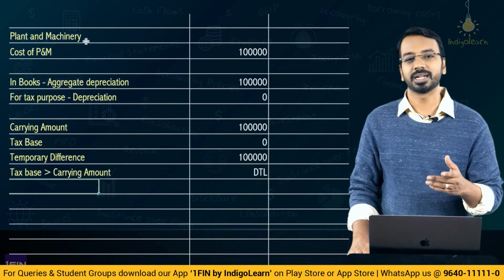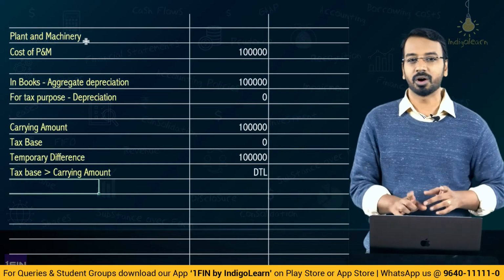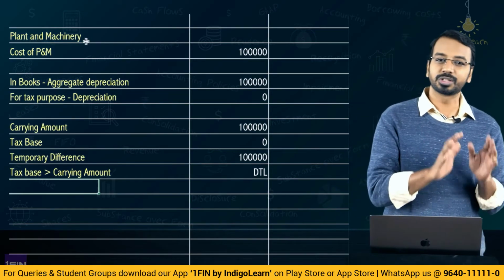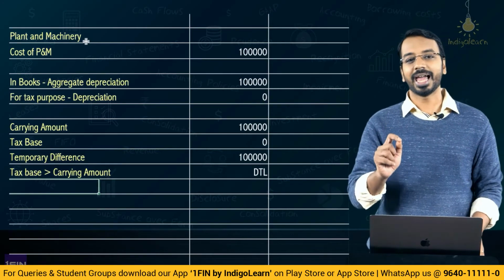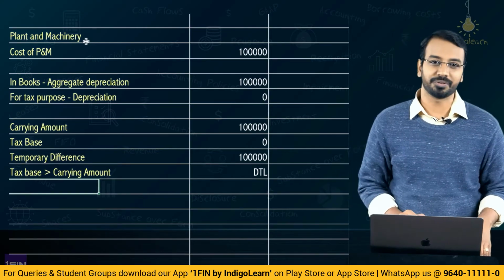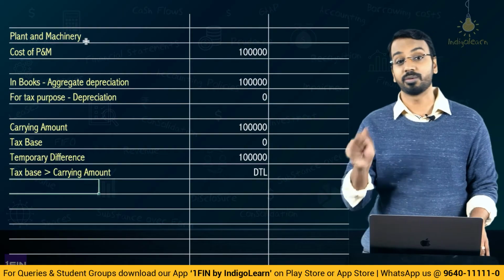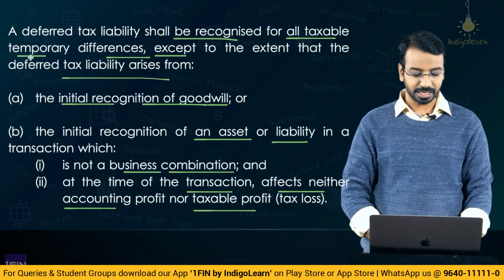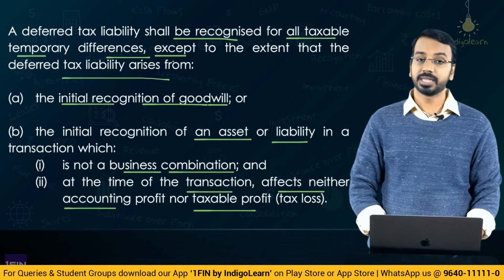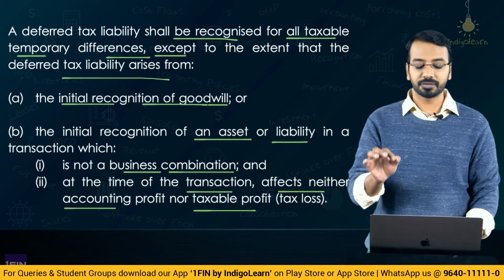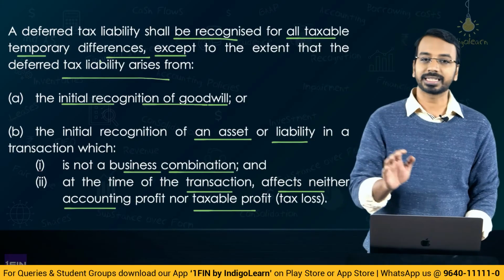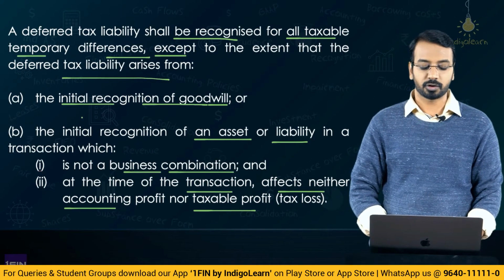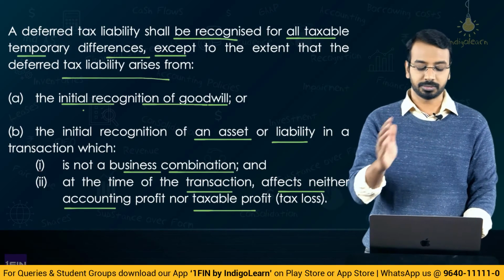Now, the other way to look at this is a kind of a permanent difference, because for taxation, depreciation will not be allowed, and for books of account, you will be charging depreciation, and indirectly we can say this is a permanent difference, right? If you apply the principles of accounting standard 22. But here, the principle itself is very clear, which says that you will recognize a deferred tax liability for all taxable temporary differences except to the extent that the DTL arises from one, initial recognition of goodwill, that is okay.